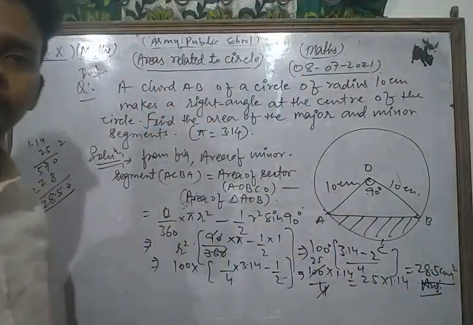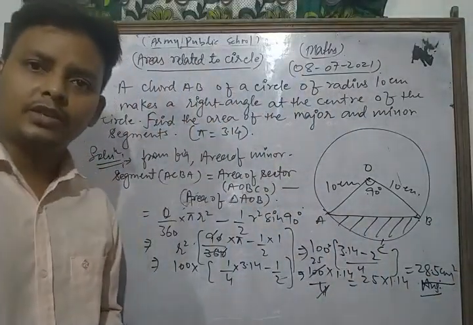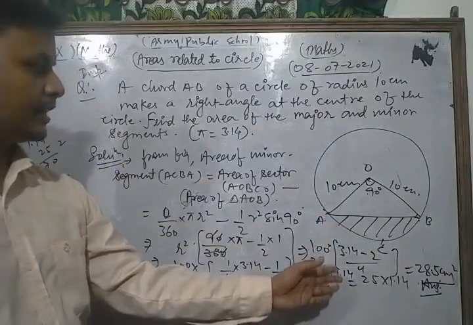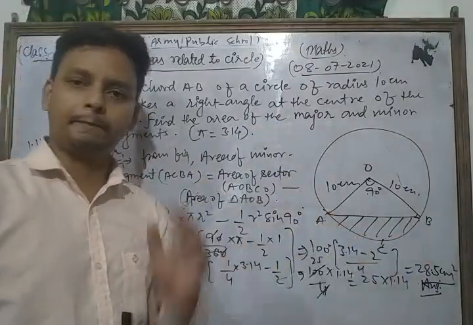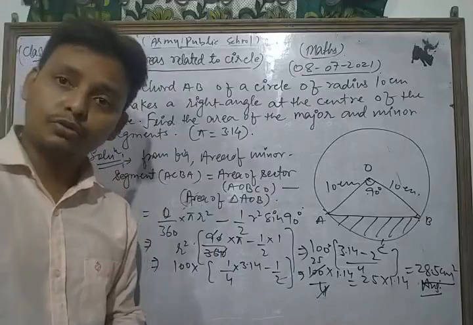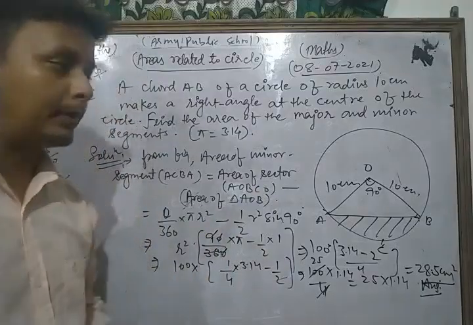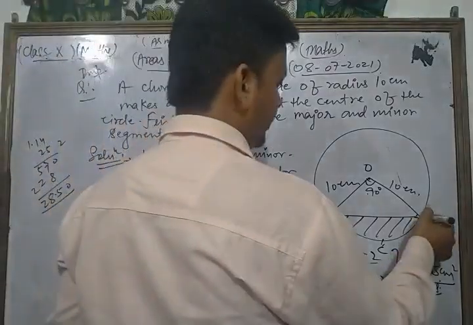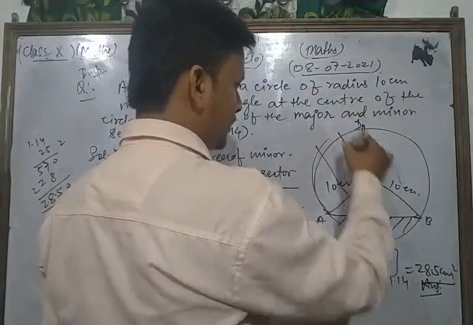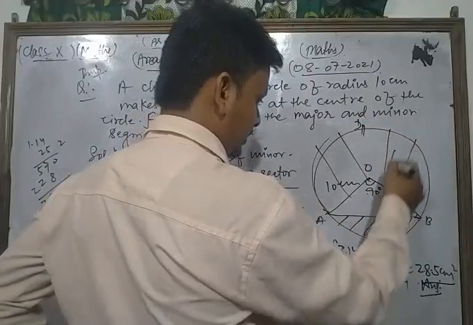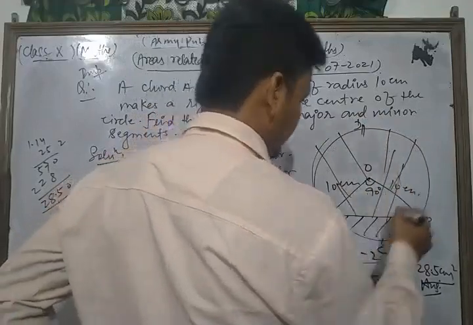Thus in this way, dear friends, this is the value of minor segment ACDA. Now we also find the area of major segment. Major segment is what? If we consider the chord BA, then we take point D. So this is your major segment, the complete major segment.